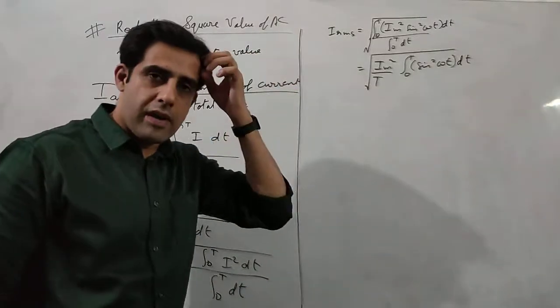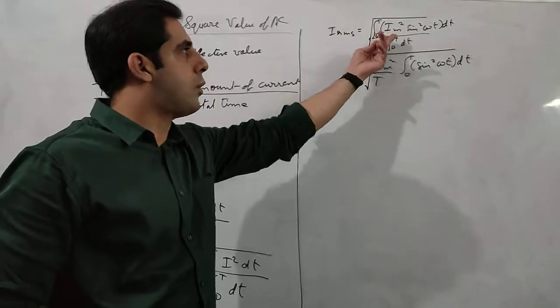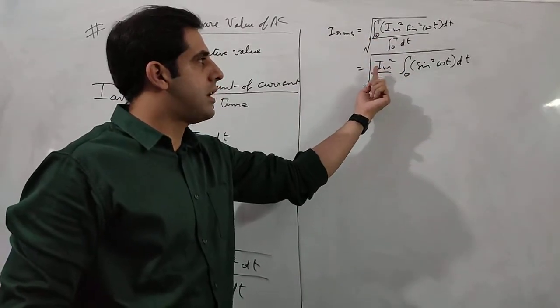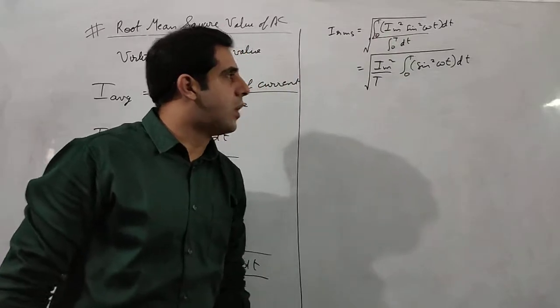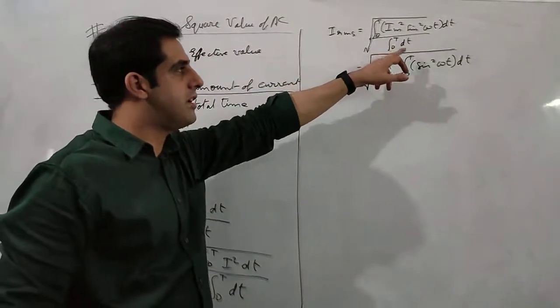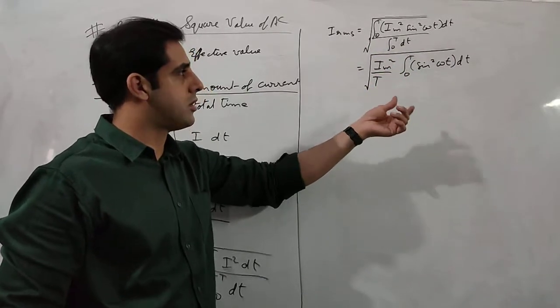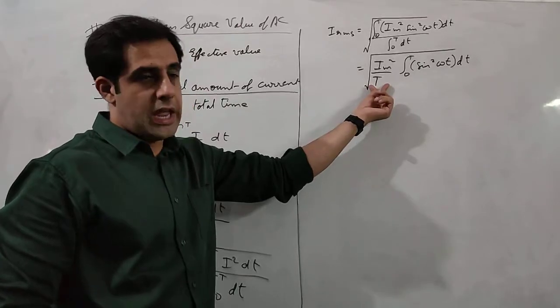Now Im is the peak value of current. Peak value will not change. It is constant, so we can take it outside of the integration. So Im squared is here. The denominator is 1 dt. Integration of 1 will be t, and if we put the limits, we will get capital T. You can do this part on your own. It's a simple calculation. So the denominator will be capital T.